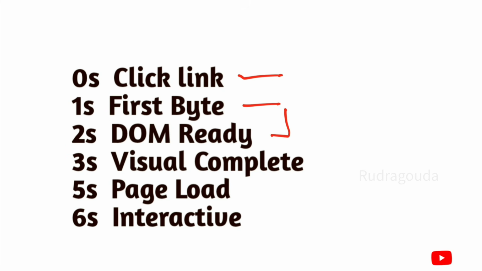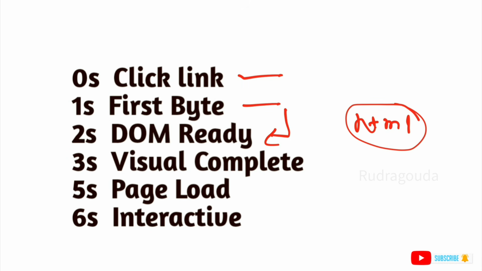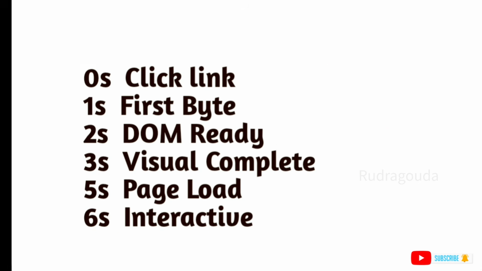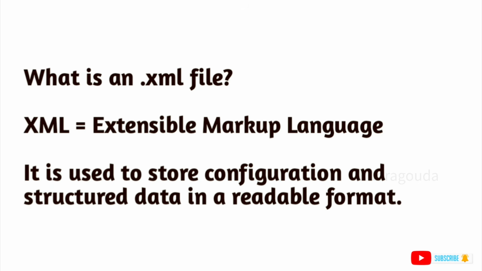After that, DOM ready. That is the conversion from HTML to the code the browser actually understands. Then you are able to see all the data on your mobile or laptop. When the complete load is done, that we call a page load. Then with whatever is displayed, we will interact.